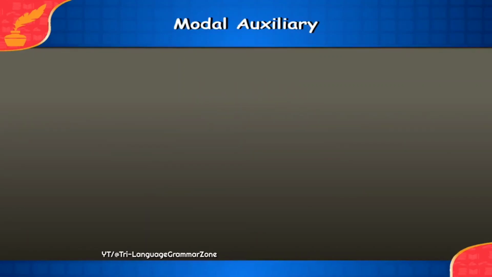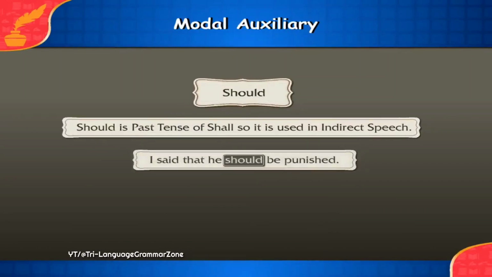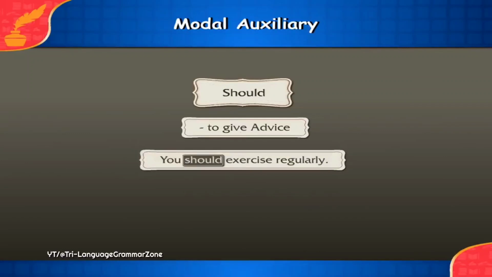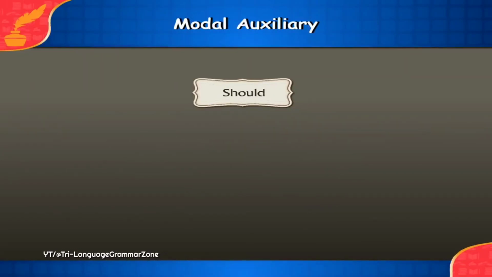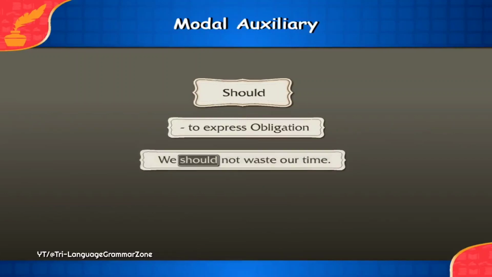The next auxiliary is should. Should is past tense of shall, so it is used in indirect speech. For example, I said that he should be punished. Should is used to give advice. For example, you should exercise regularly. Should is used to express obligation. For example, we should not waste our time.